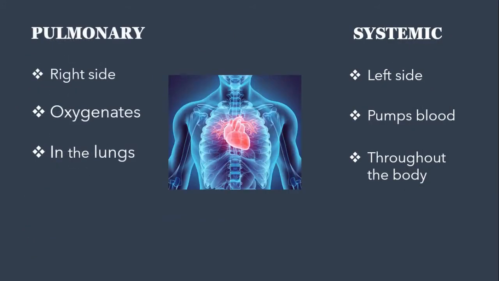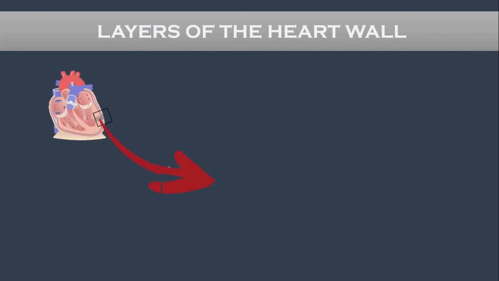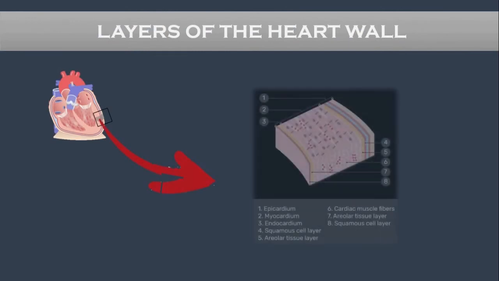Our heart has two systems, which is pulmonary and systemic system. For the pulmonary system, it is at the right side. It has the oxygenated blood and it's located in the lungs. For the systemic system, it is at the left side. It pumps blood throughout the body. This is the layers of the heart wall.